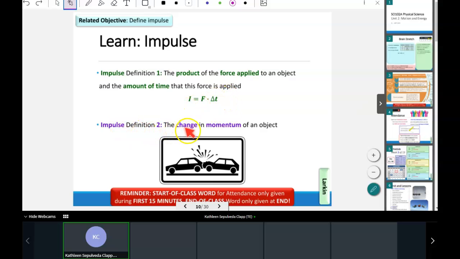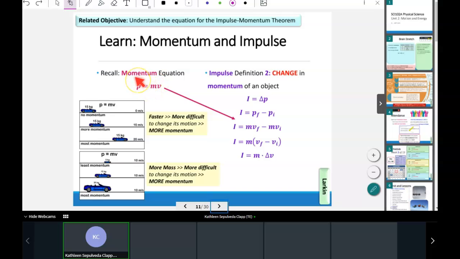Whereas definition 2 is the change in momentum of an object. So we're going to take a look first at definition 2 and break that down a little bit. We need to recall the momentum equation that we talked about yesterday, which is p equals mv. Okay, simple momentum equation, mass times velocity. We know that as an object has more mass, it is more difficult to change its motion, resulting in more momentum.